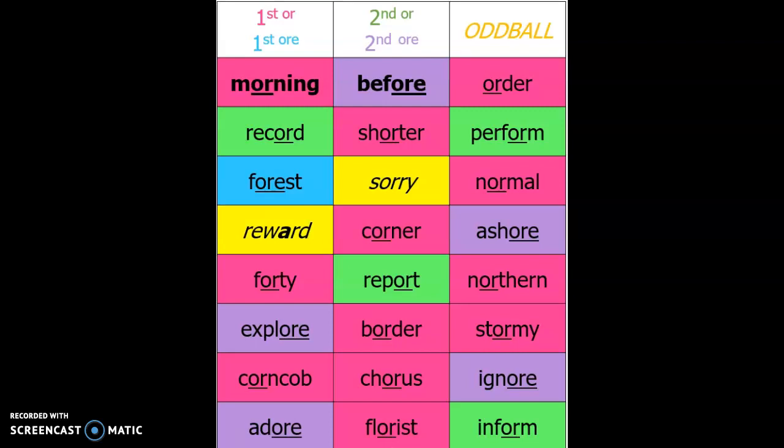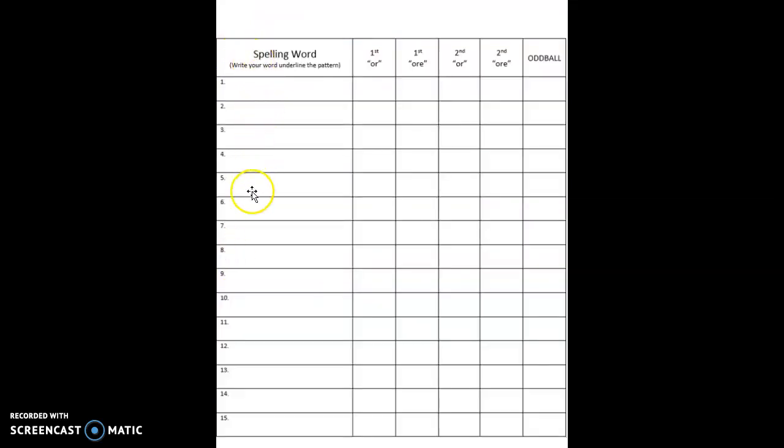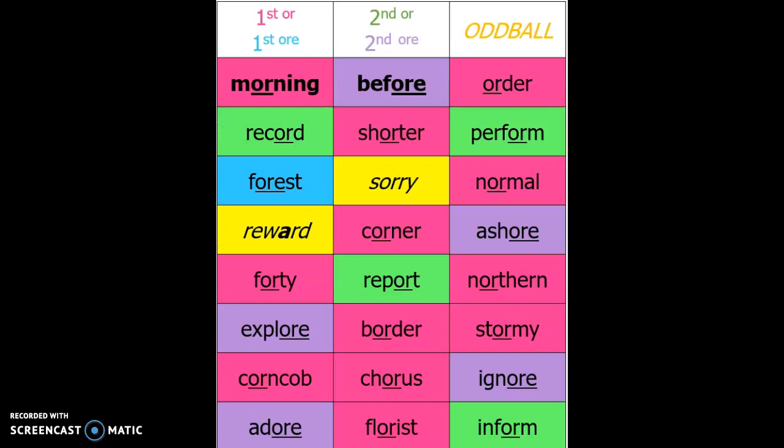So what your test is going to look like, you are going to have all 5 categories. You will spell your 15 words like you typically do, and then you will need to sort them. Is it first syllable OR? Is it first syllable ORE? Second syllable OR? Second syllable ORE? Or an oddball? So this is going to be your list. If you have any questions, raise your hand.